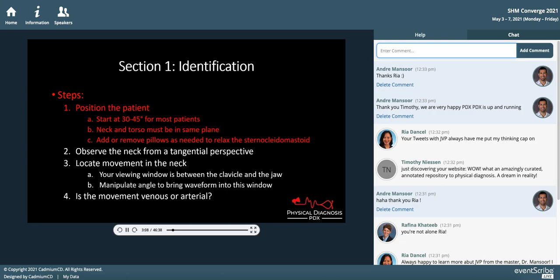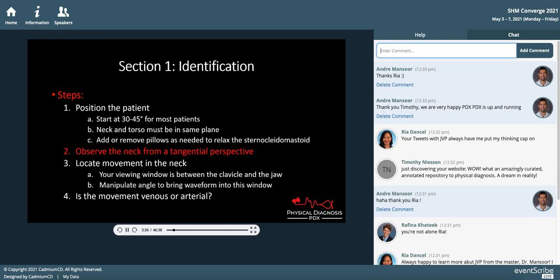To remedy that, what I usually do is flatten the bed and help the patient scoot up so that their head is near the top end of it. Now when I move the back of the bed, their neck and torso will move as one unit, and that's what you want. You want the neck and the torso to be in the same plane, meaning that they're at the same angle. You also want the neck to be nice and relaxed. You don't want the sternocleidomastoid muscles to be flexed and obstruct your view. And often that's a matter of adding or subtracting pillows. In my experience, it's usually a matter of removing a pillow.